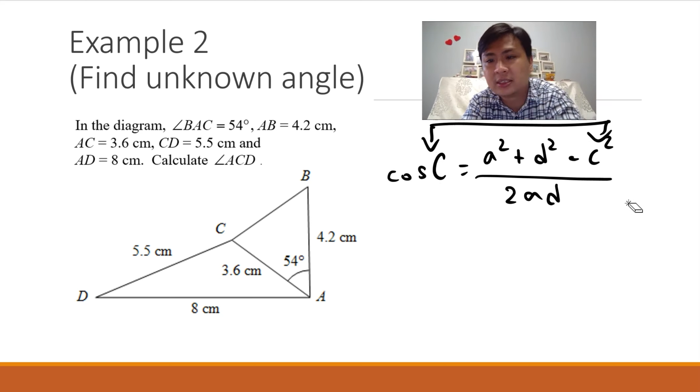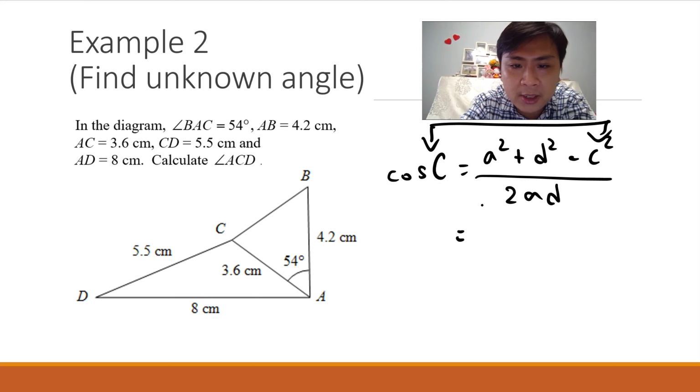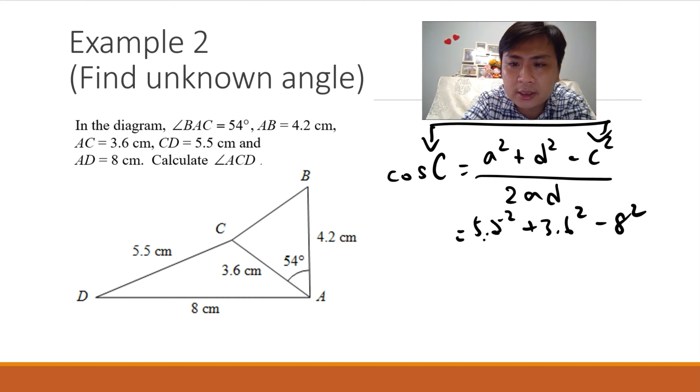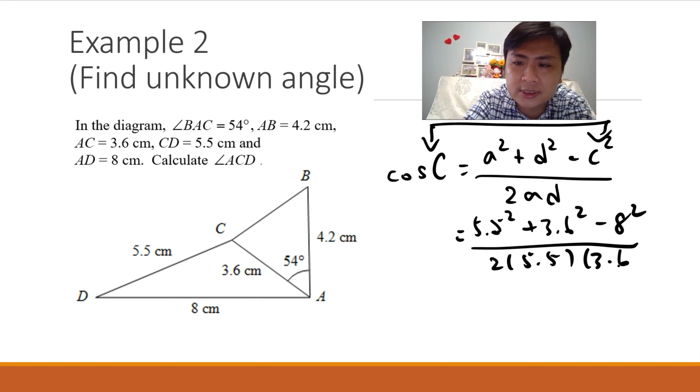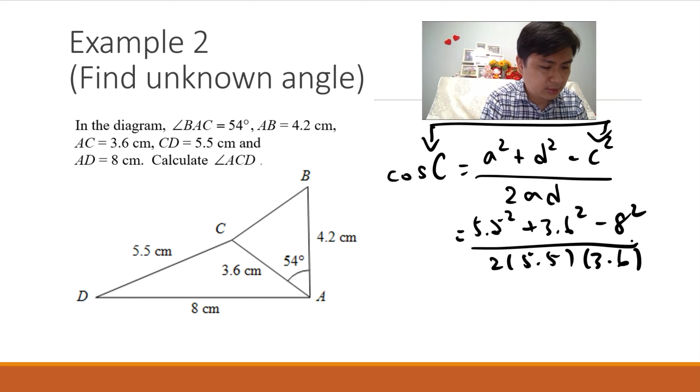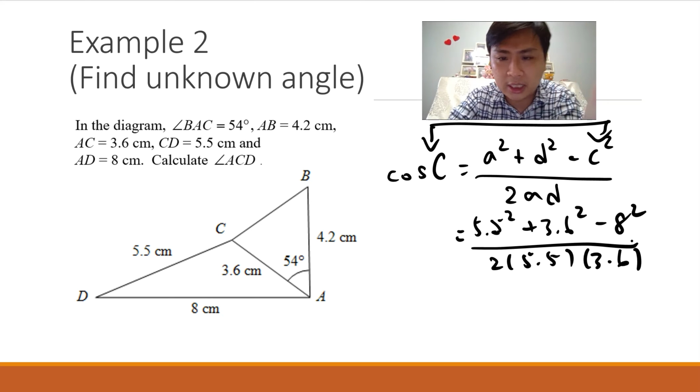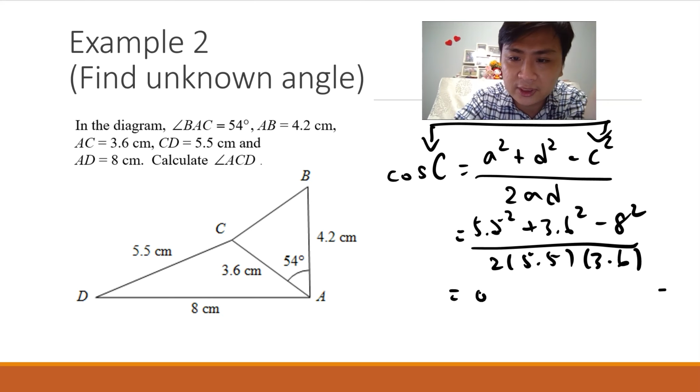Now we apply the values inside our formula. a squared will be 5.5 squared, d squared will be 3.6 squared, and c squared will be 8 squared, divided by 2 times 5.5 times 3.6. Now we can press our calculator to get the value, and we will get negative 0.525.